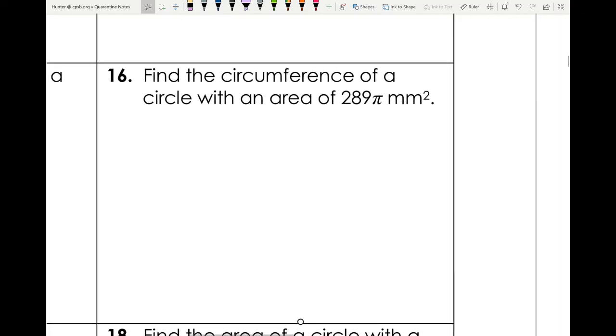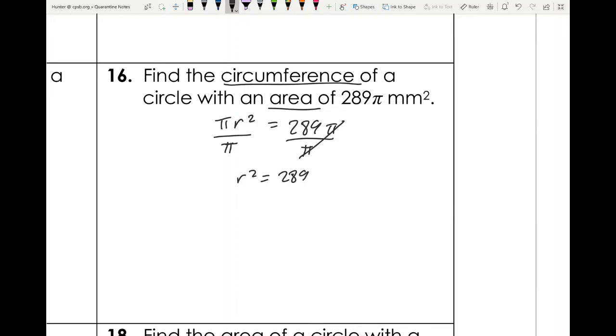So now we want to do the opposite. We want to find the circumference given the area. So we know pi r squared is our formula for area, and that's equal to 289 pi. Divide both sides by pi. I get that r squared is equal to, we know those pi's are going to cancel, 289. If you take the square root of both sides now, the square root of 289 is 17. So my radius is 17 millimeters.